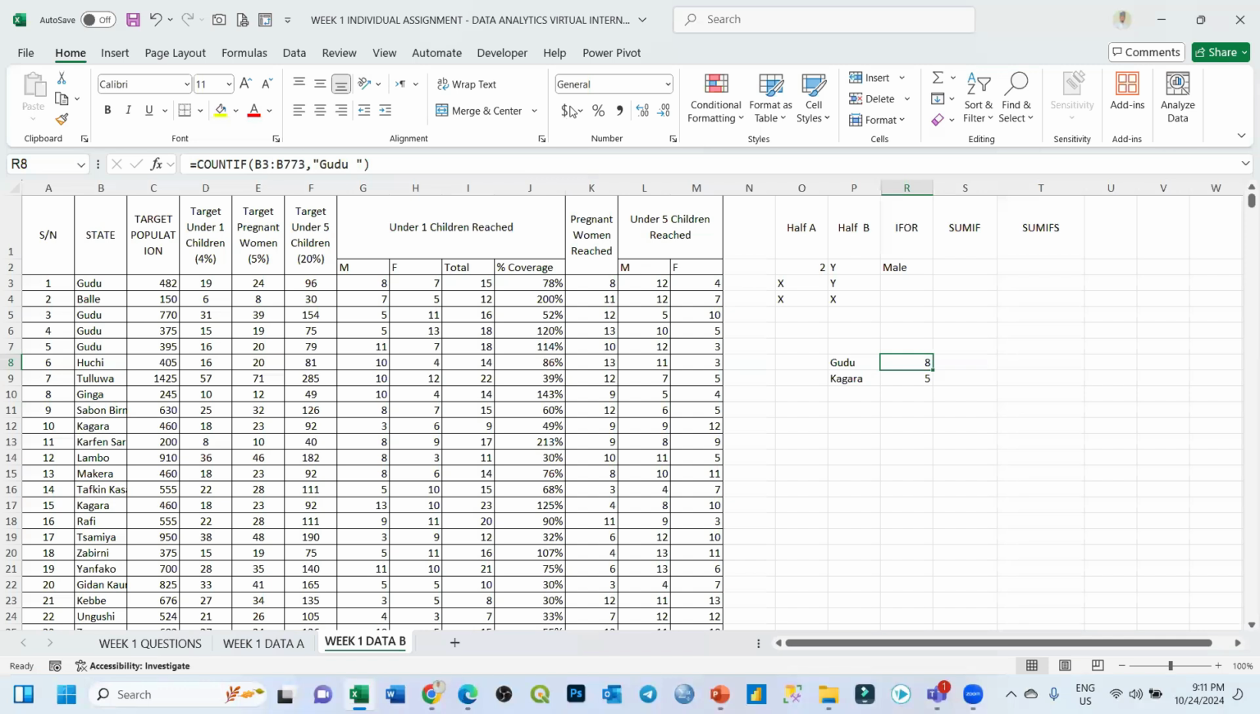So I want to sum the total population of these 8 Gudu LGAs. We want to know the total sum of all the target population.